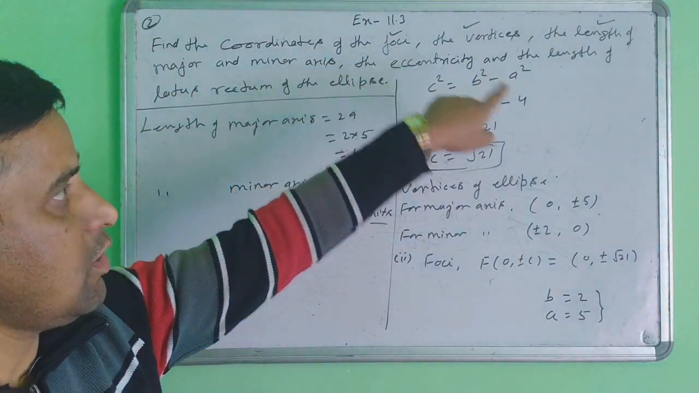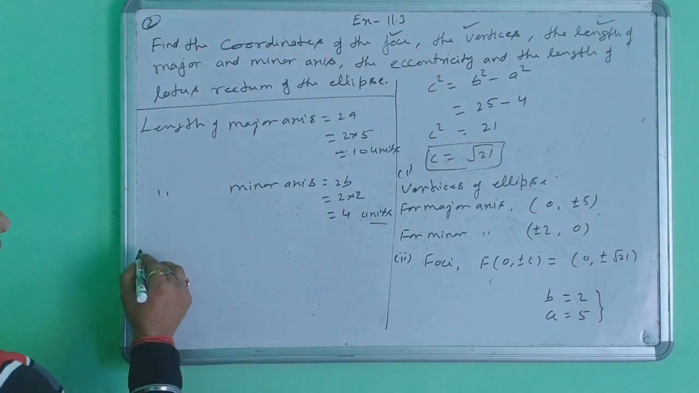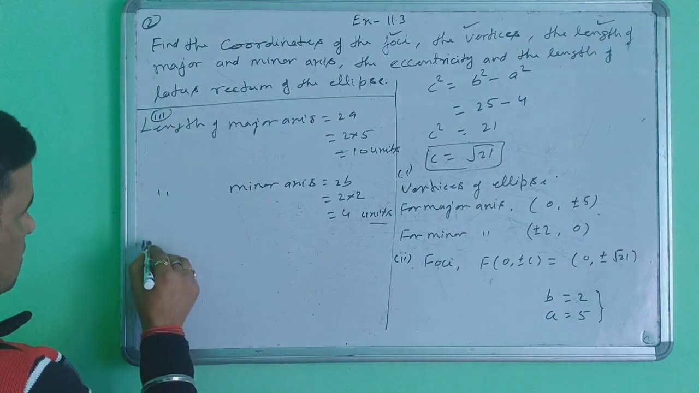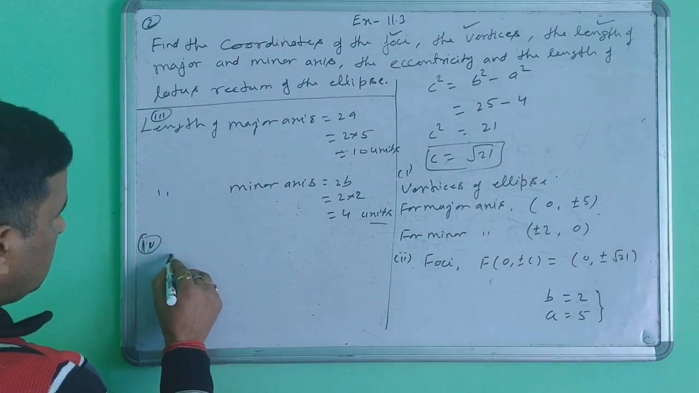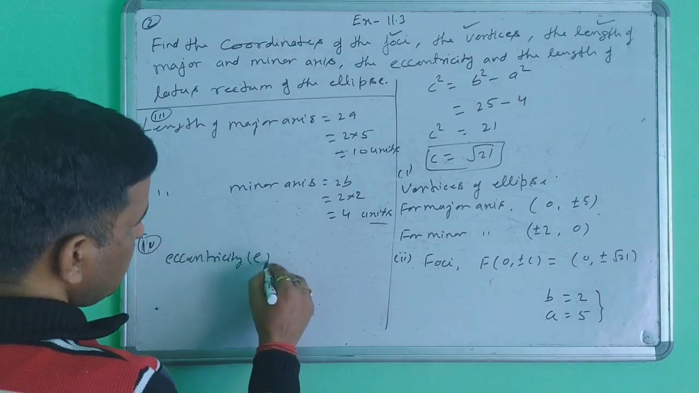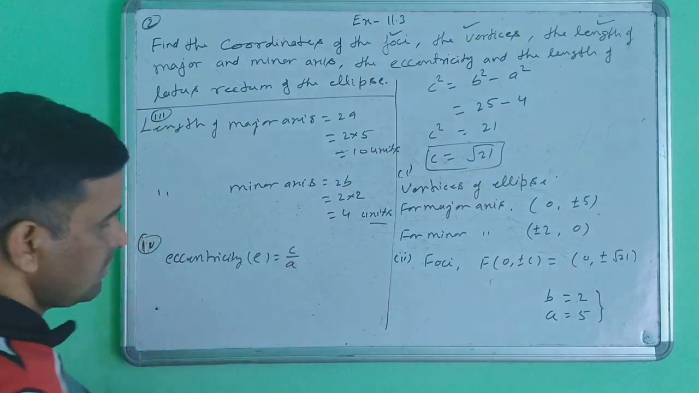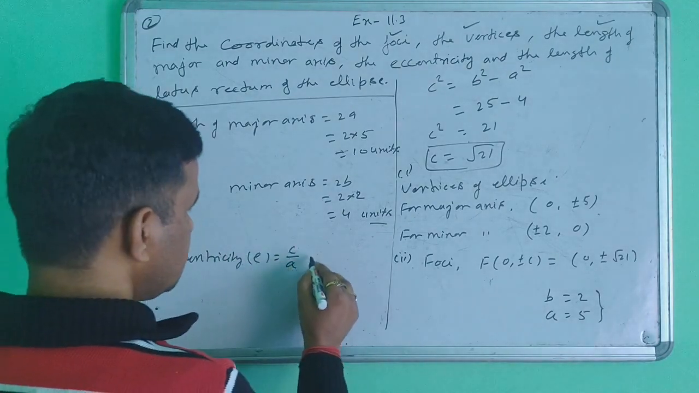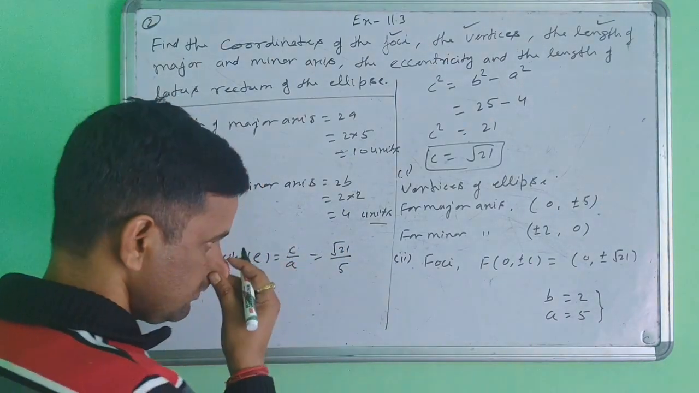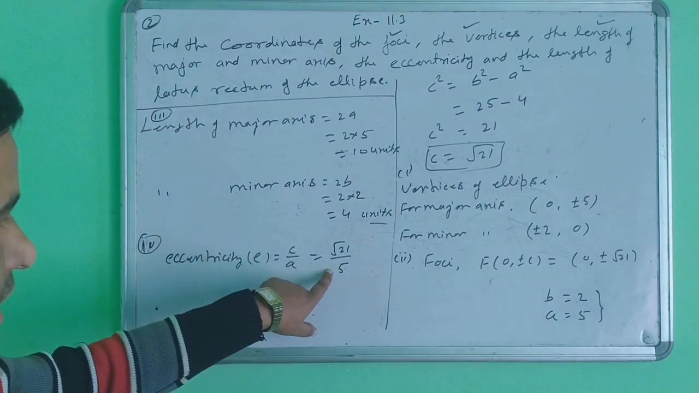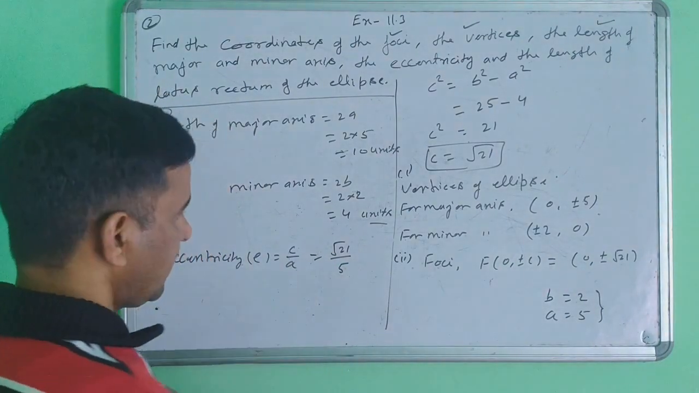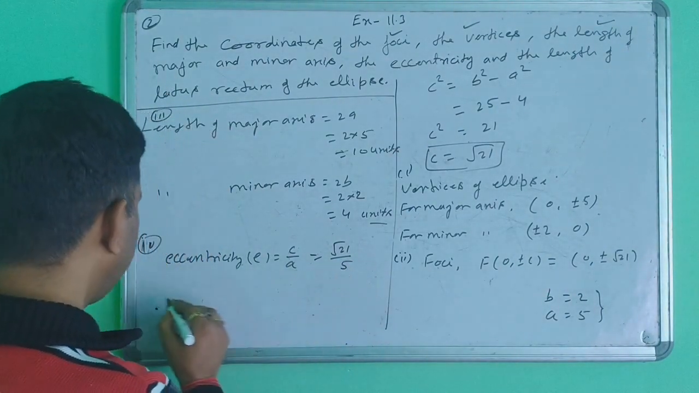Next, the eccentricity of the ellipse. Fourth answer, eccentricity. Eccentricity e equal to c upon a. This is always the value of c upon a. What is the value of c here? Root 21 upon a, which is 5. So e equals root 21 upon 5. This is your next answer. And next, the fifth answer here.